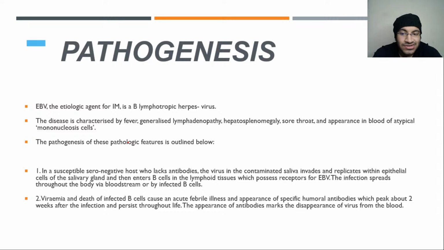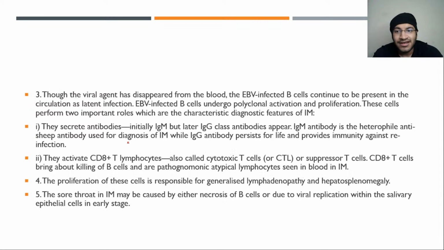The infection spreads throughout the body via bloodstream or by infected B cells. Viremia and the death of the infected B cells cause an acute febrile illness and appearance of the specific humoral antibodies, which peak about 2 weeks after the infection and persist throughout life. The appearance of the antibodies marks the disappearance of virus from the blood. Though the virus has disappeared from the blood, the Epstein-Barr virus infected B cells continue to be present in the circulation as a latent infection.